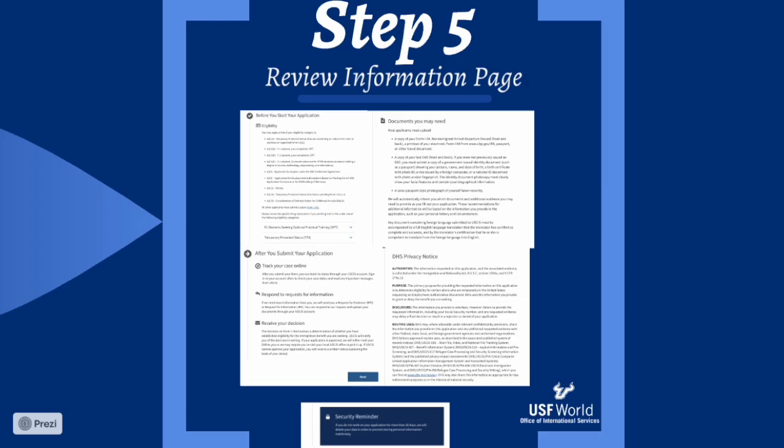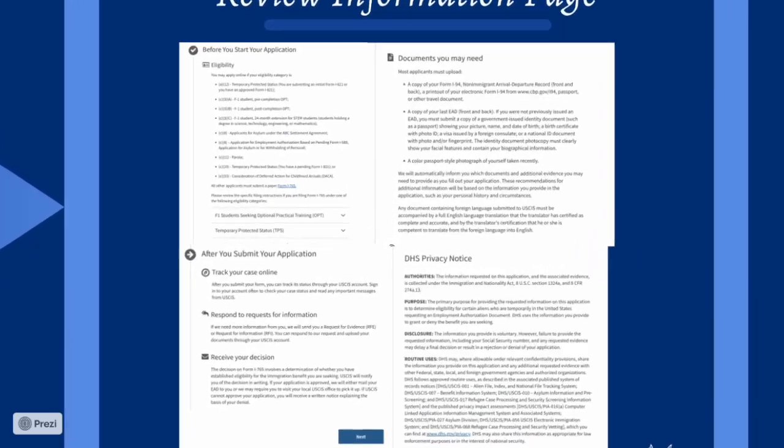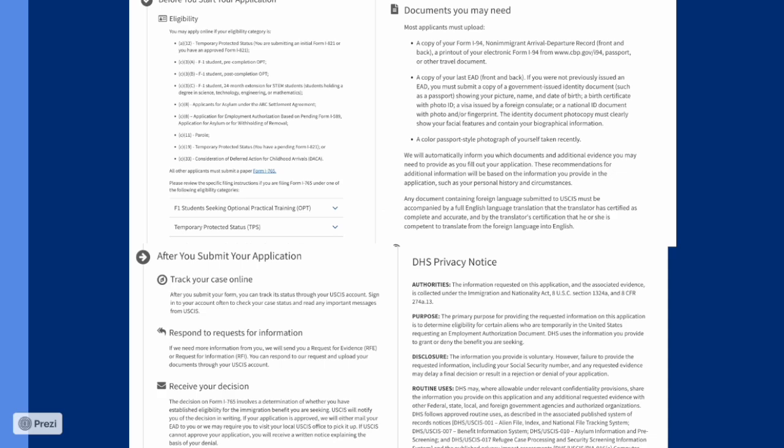Next, an informational page will appear. This will provide details about eligibility, documents needed, specific directions, and the Department of Homeland Security or DHS privacy notices. You should read this page to ensure that you are prepared to fill out the form.